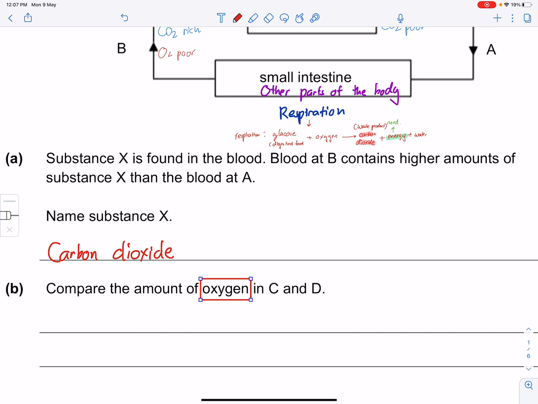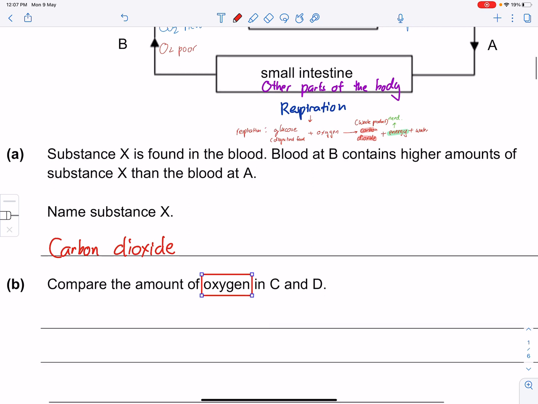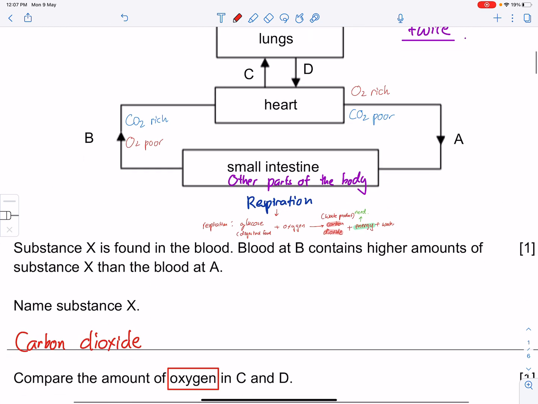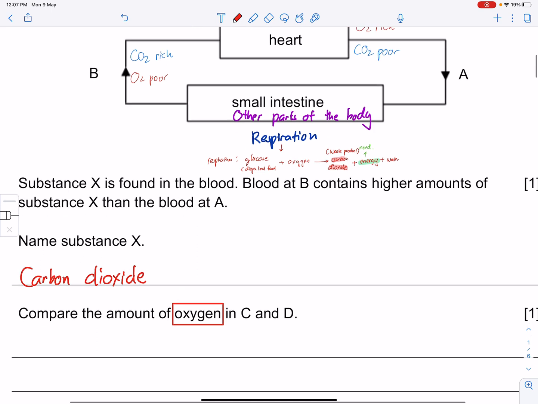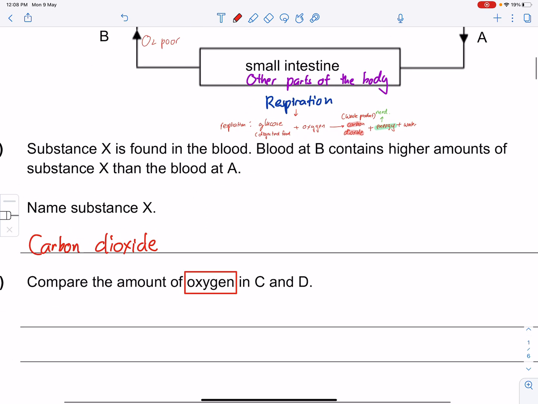Okay? So take a look at here. So C would be your deoxygenated blood, and D will be your reoxygenated blood or oxygenated blood. Okay, so therefore D has a higher amount of oxygen than C, or C has a lesser amount of oxygen than D. Okay, so I would say blood.